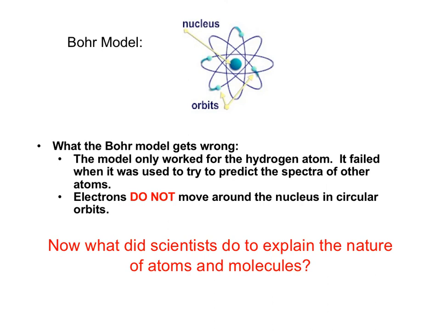Okay, so at least to our discussion to this point, all is well with the Bohr model. But it turns out there were some problems with it. In terms of predicting the energy levels, it only worked for the hydrogen atom. And it failed when it was used to try to predict the spectra of other atoms. We also now know that electrons do not move around the nucleus in circular orbits.